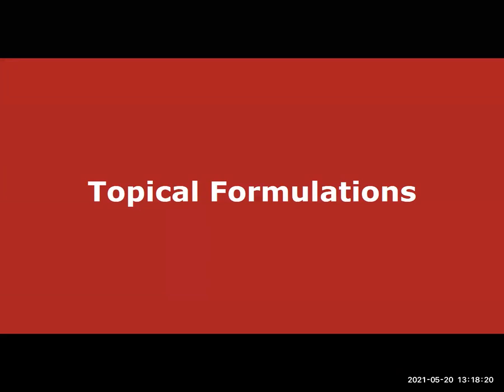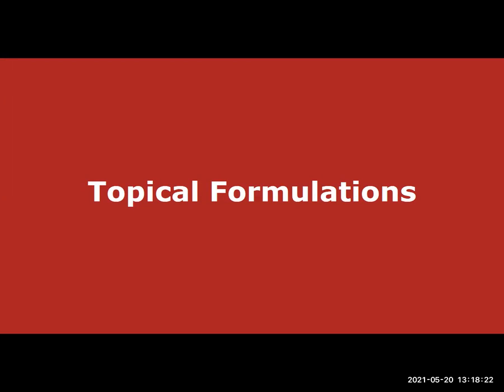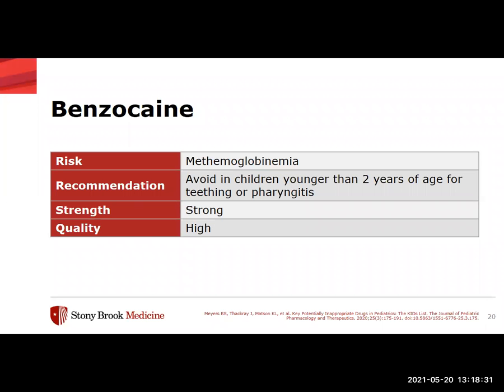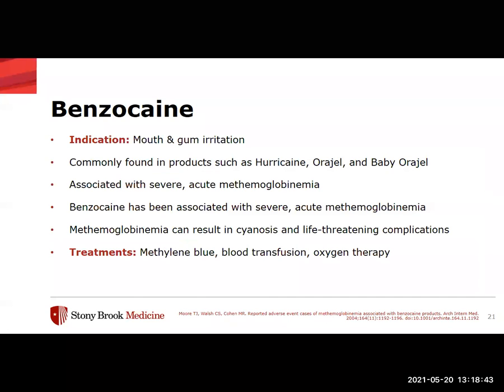So now that we have covered the basics of the kids list, we will talk about the specific medications included on the list itself. The first section we will be talking about today is topical formulations. Benzocaine is a topical agent typically used for mouth and gum irritation. However, the kids list recommends avoiding this product in children younger than 2 years of age for teething or pharyngitis due to the risk of methemoglobinemia.